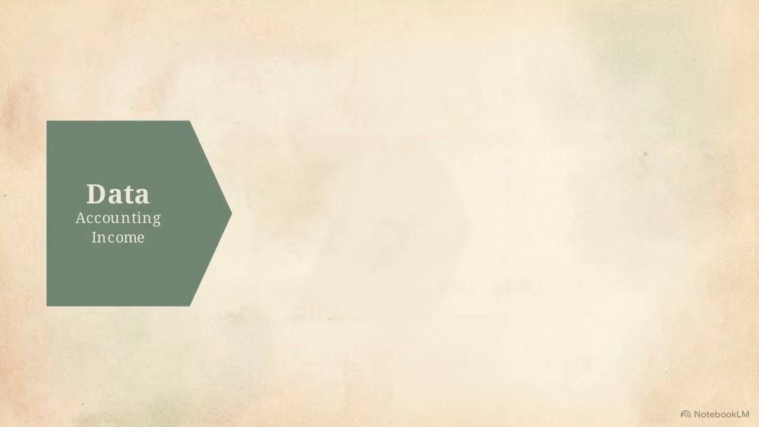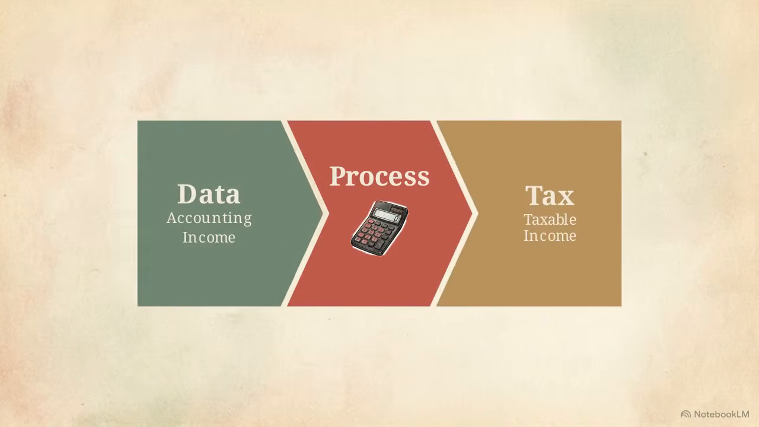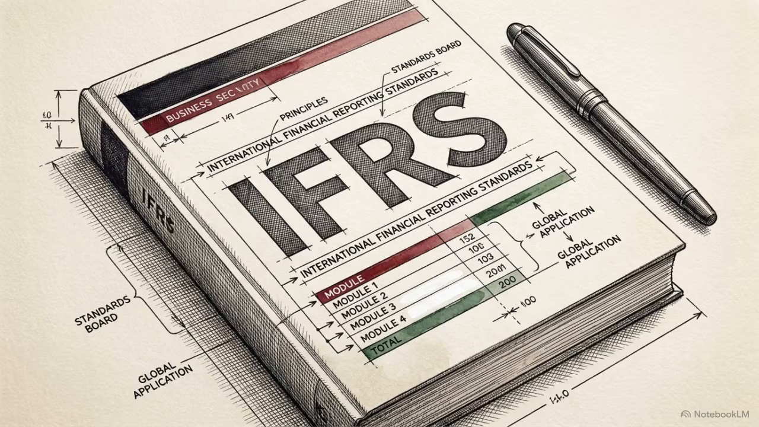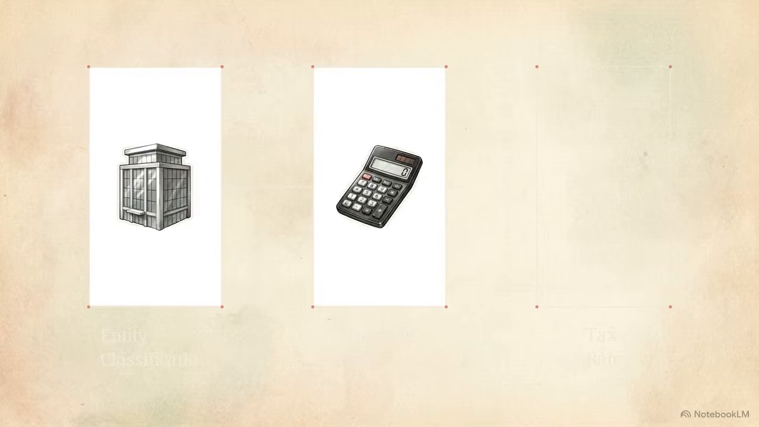The corporate tax calculation here is an integrated process, built directly on existing financial data. The starting point is always the company's standard accounting profit, strictly derived from IFRS or IFRS for SMEs frameworks. From that starting point, the process moves through three structural pillars: identifying the entity classification, calculating the taxable base, and imposing the precise tax rate.